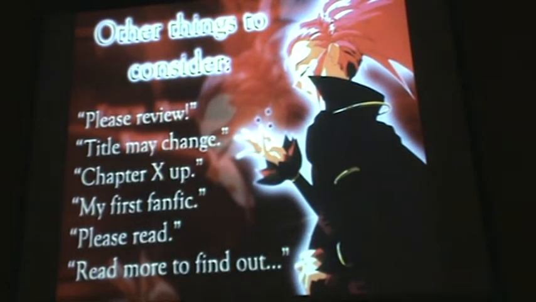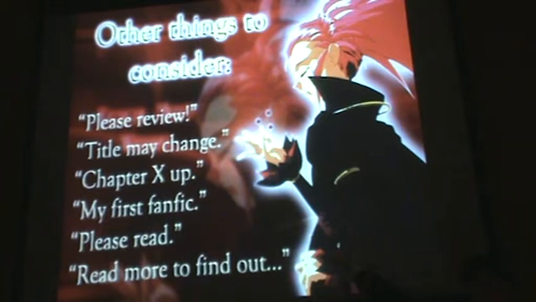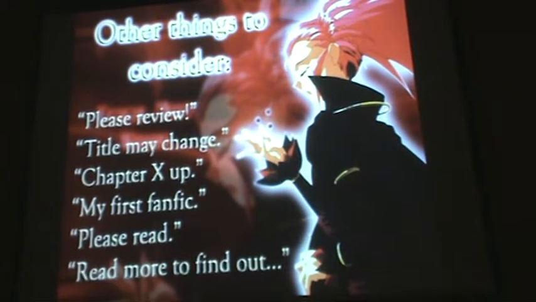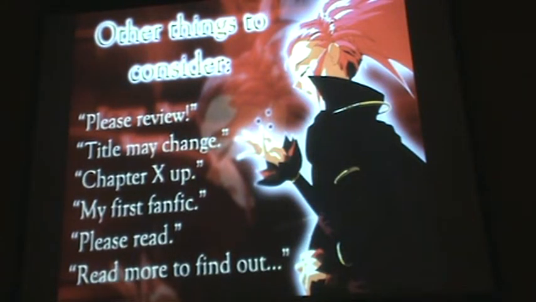Some other things to consider. "Please review." This is not the time to put this in your summary. They haven't even read your story yet. They haven't even clicked on the chapter. Don't ask for reviews. That's not the time.